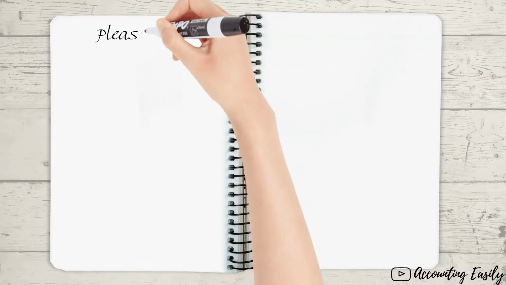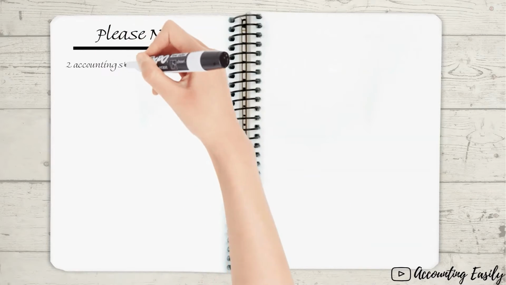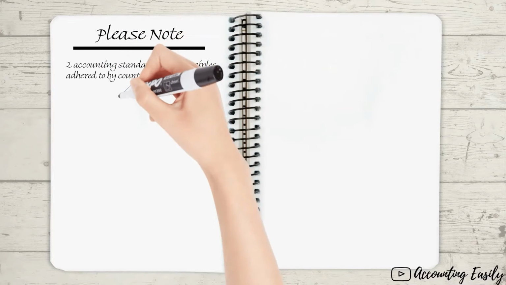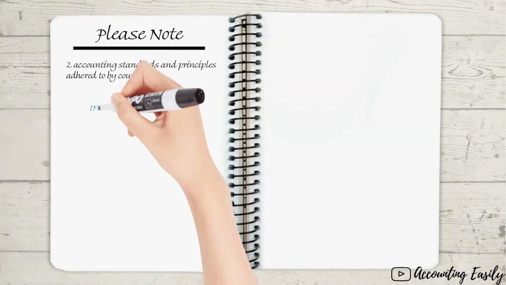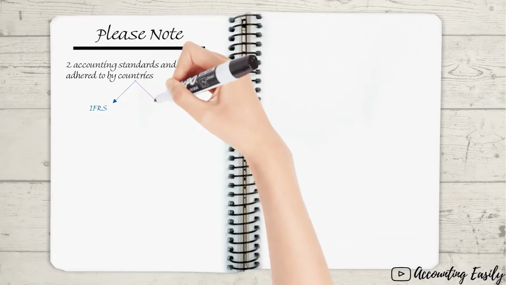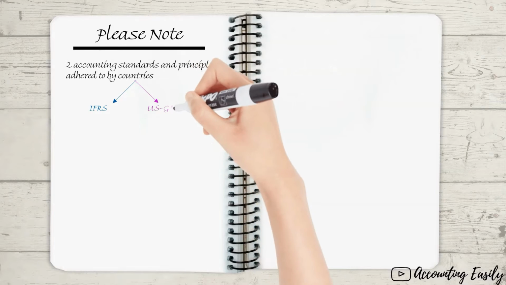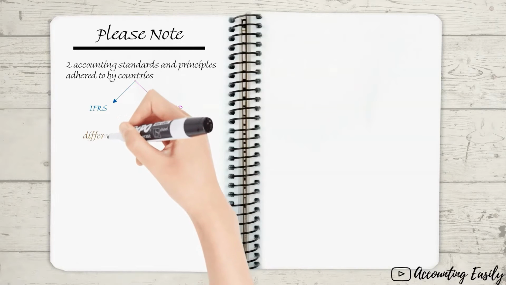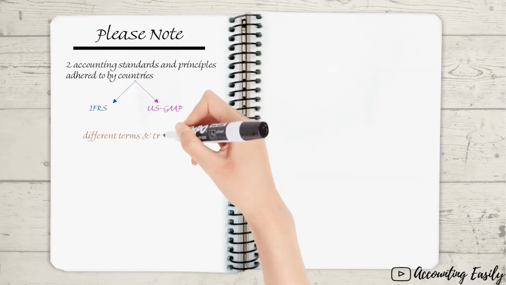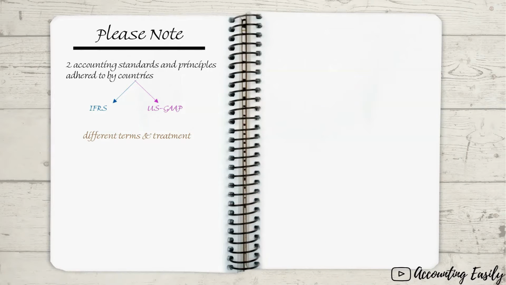Before we go further, you need to know that there are two accounting standards and principles. Knowing this, you won't get confused if you see any differences when you learn from various references following different standards, whether you notice it or not. The two accounting standards and principles adhered to by countries in the world are the International Financial Reporting Standards, or IFRS, and the United States Generally Accepted Accounting Principles, or US GAAP. Surely there are some key differences between those two, such as terms used and the accounting treatments. I'll explain more in a different video.